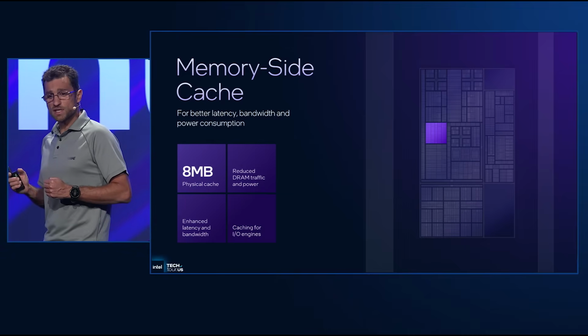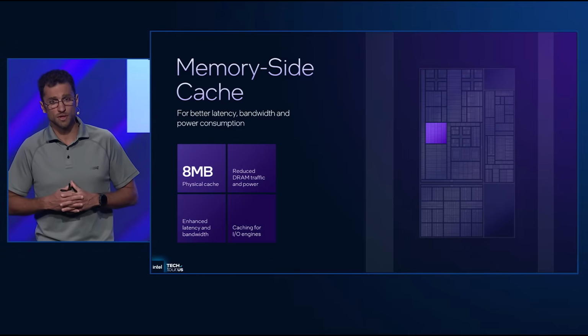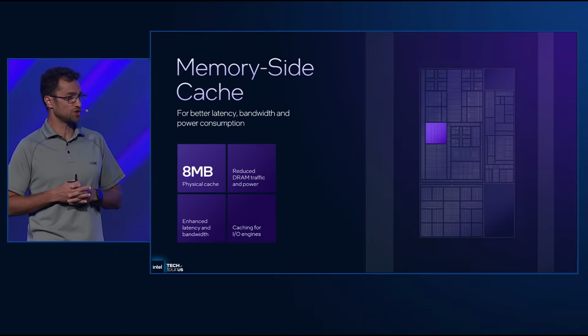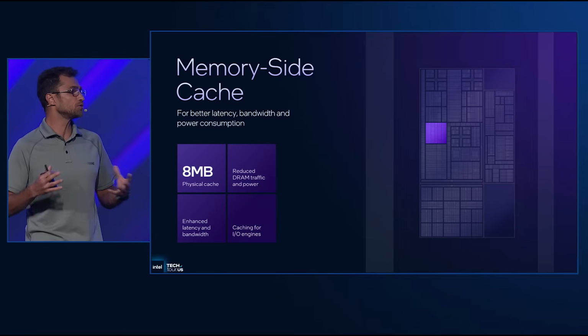Panther Lake also leverages the memory side cache architecture introduced in Lunar Lake. The main value of this 8 megabyte physical cache is squeezing more performance out of the efficiency cluster.